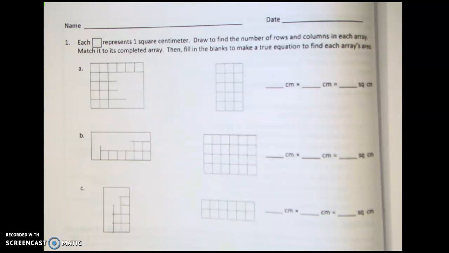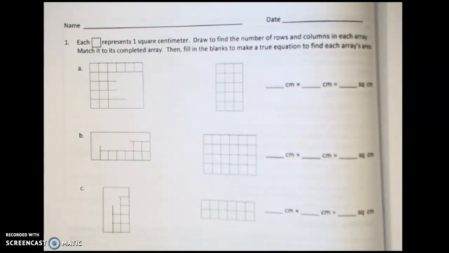So now that we've practiced this together, you get a chance to practice on your own. In your Zerd workbook on page 72, you will find this activity. So the directions say each square represents 1 square centimeter. Draw to find the number of rows and columns in each array, and then match it to the completed array. Then fill in the blanks to make a true equation to find each array's area.